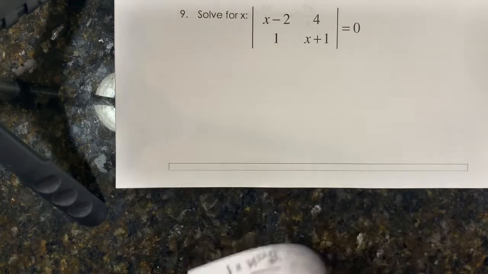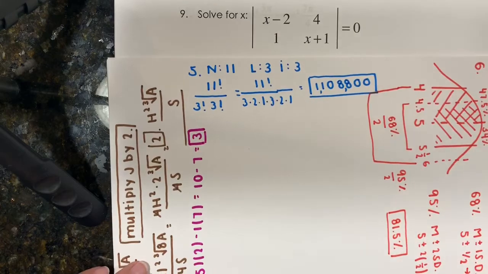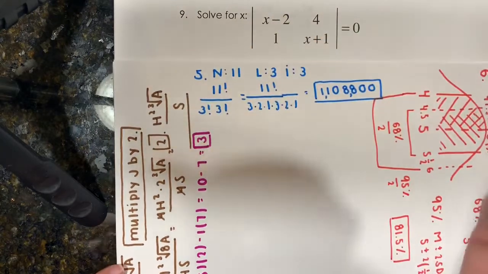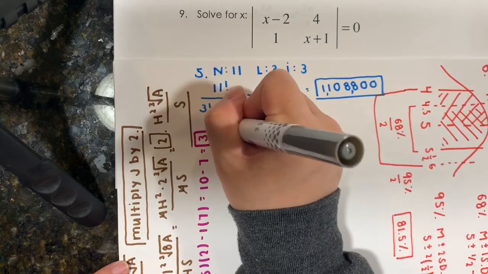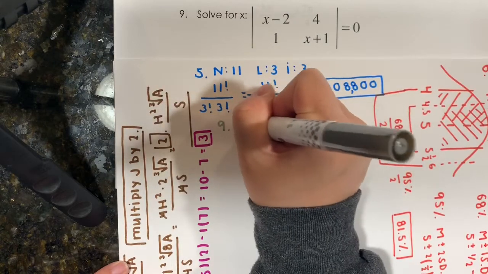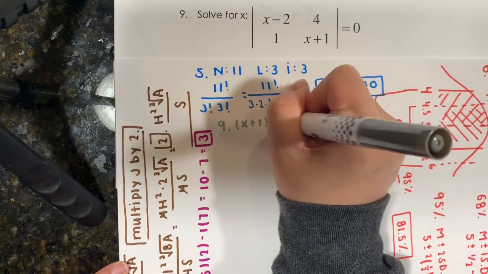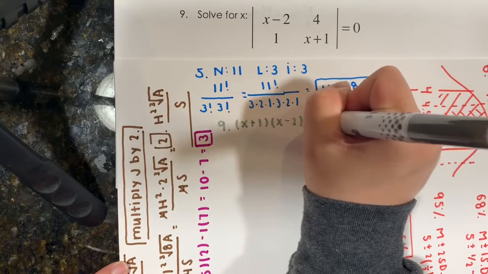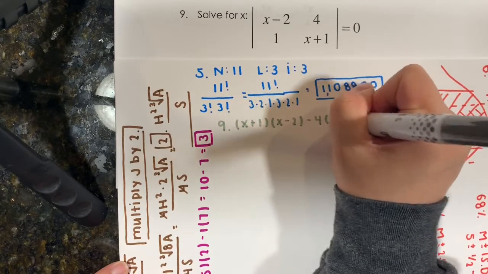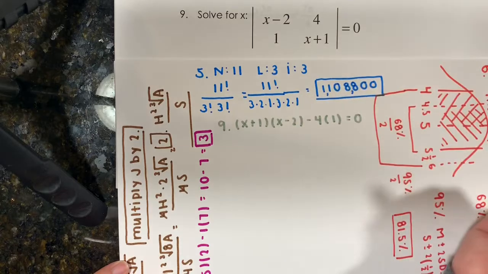Looking at number 9 is a little bit different. We just have to solve for x on this one. So again, start in the top left and multiply by bottom right. It'd be x plus 1 times x minus 2 minus 4 times 1 equals 0.